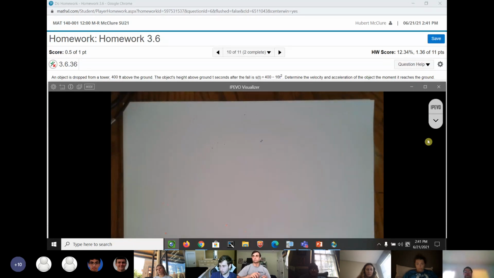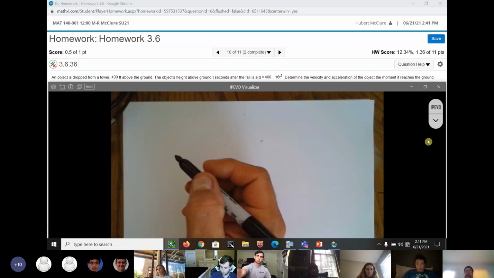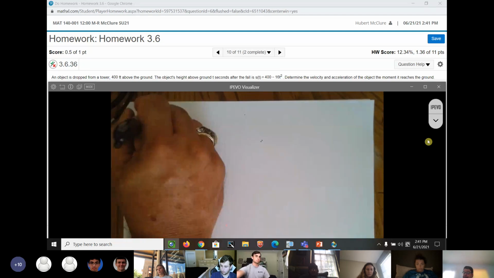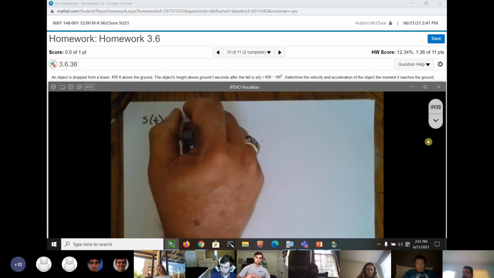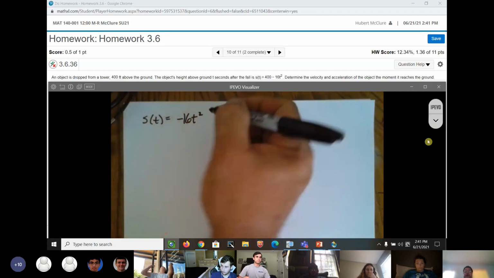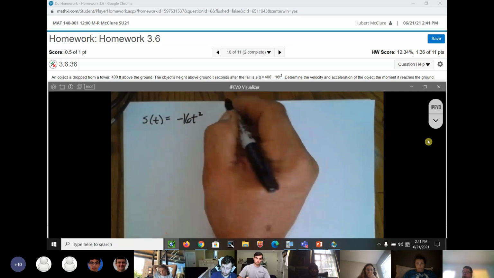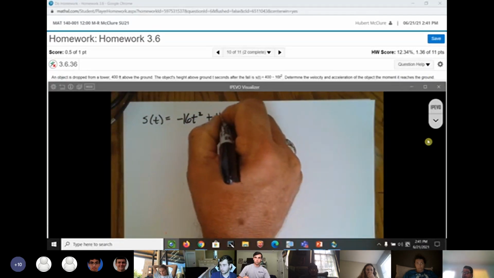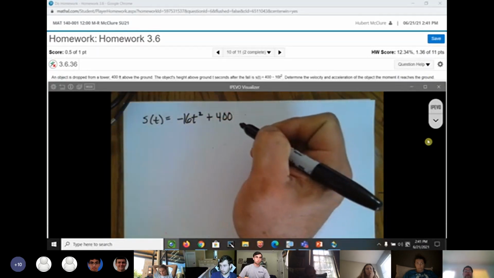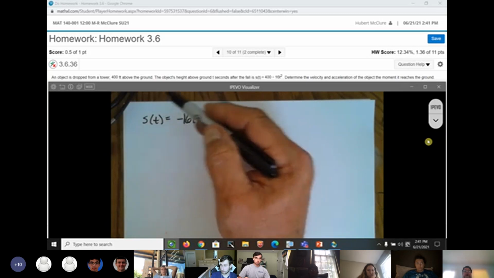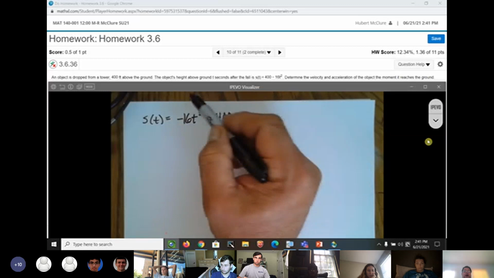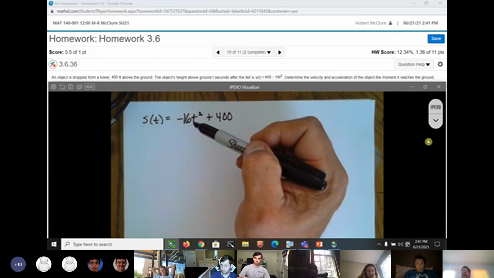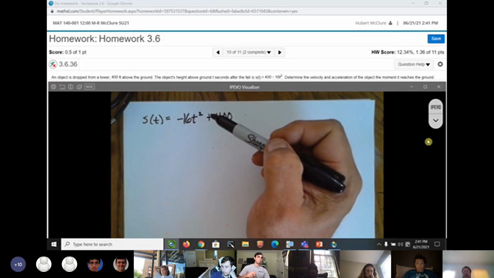They give you the equation for the problem. S of t is equal to negative 16t squared plus 400. Well, that's a quadratic. First thing I would do is go to the calculator. The 400 is basically telling you that's your y-intercept in the formulas. That's the 400 feet above the ground, that's good, but they don't need to tell you that.